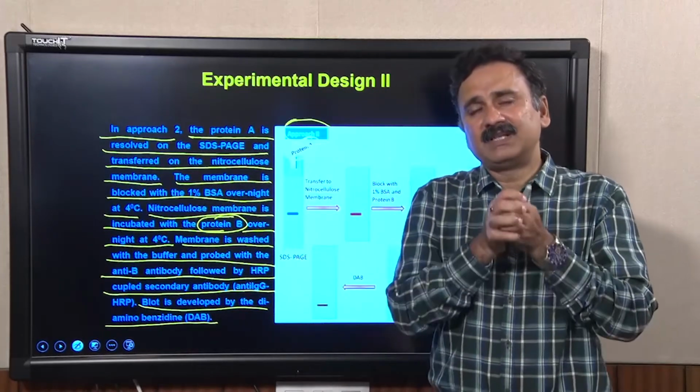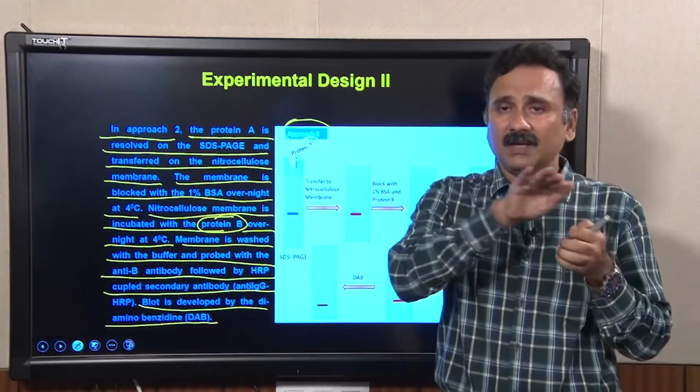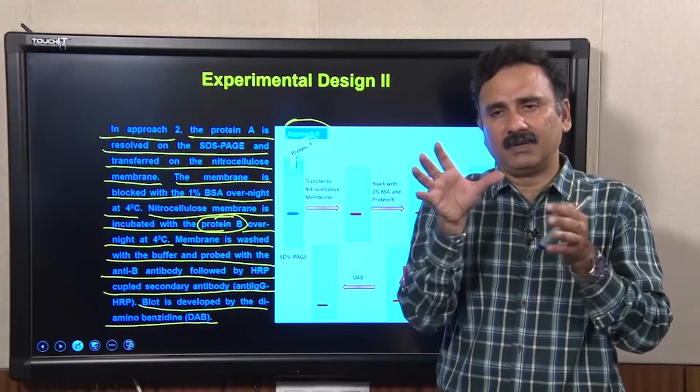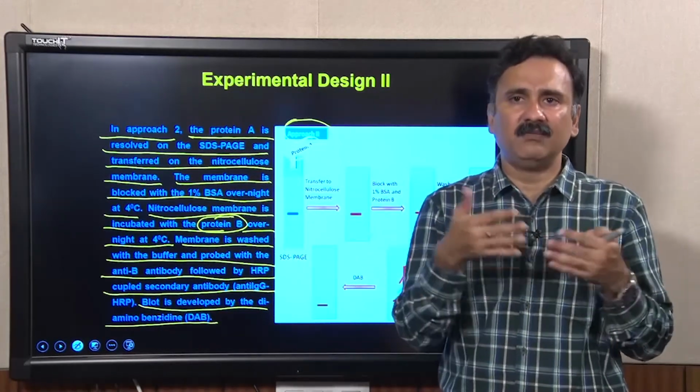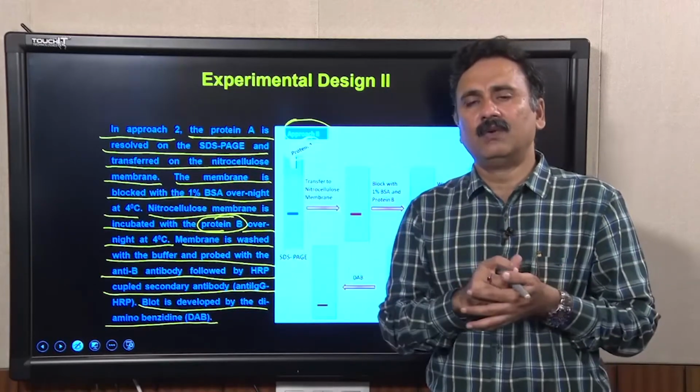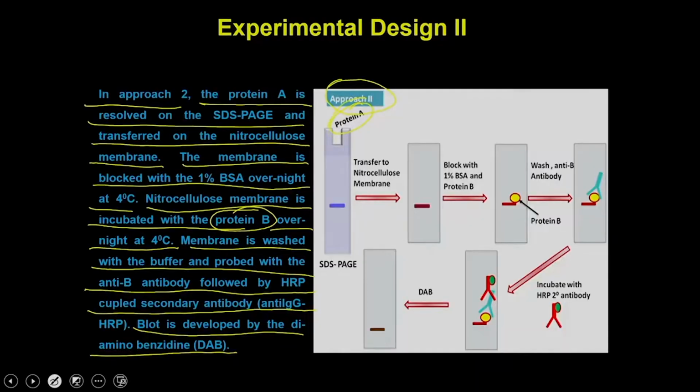So, if the 3-dimensional structure is not important, but the surface chemistry or the smaller regions of the 3-dimensional structure are important, then this approach could work. What you are going to do is first run the protein A onto an SDS-PAGE, so it will form a band. Then you transfer it onto a nitrocellulose membrane, and that is going to have the protein on the membrane. Then you block it, so that all other surface area of this membrane is blocked, so that when you add the protein B, it should not bind to other places.